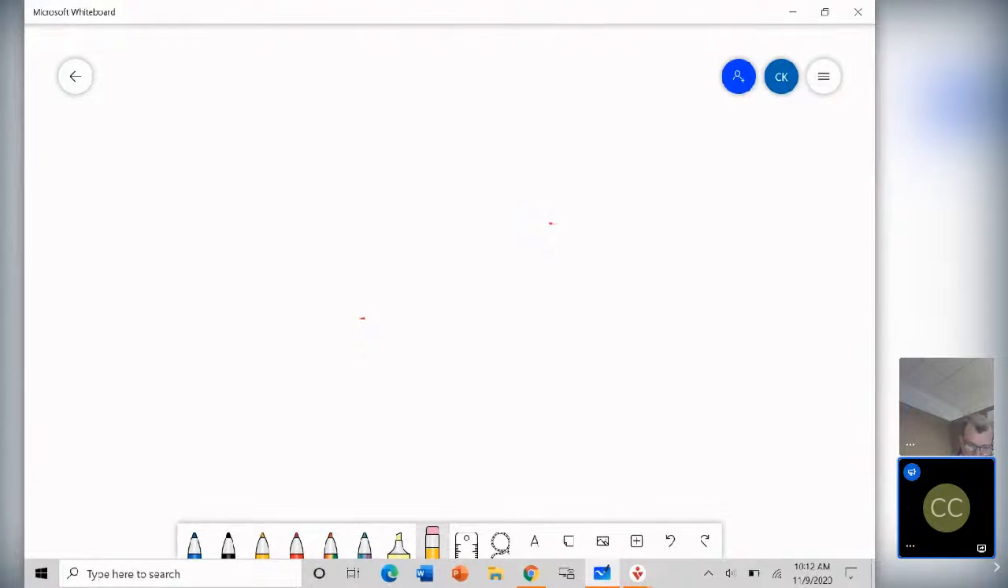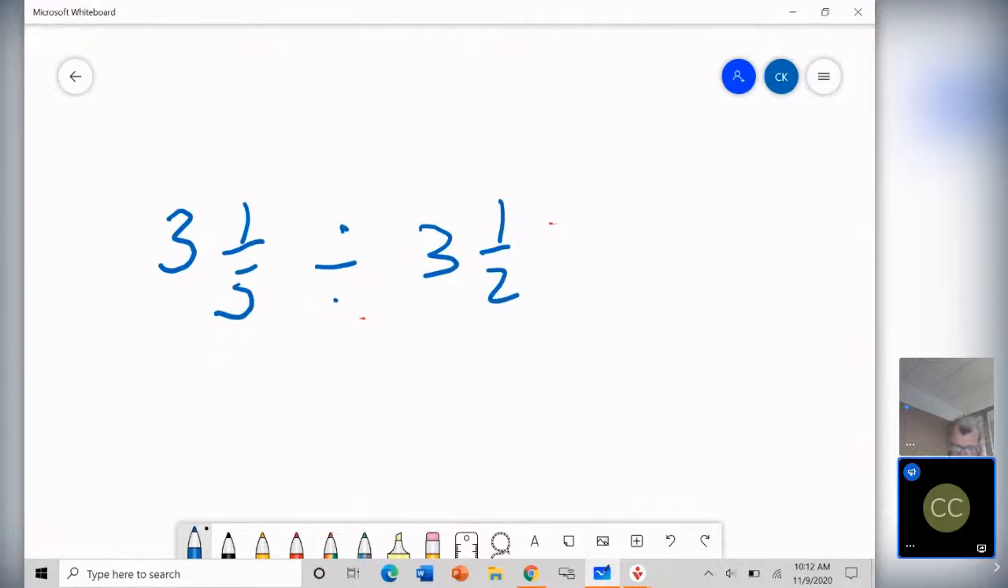Let's do 3 1/5 divided by 3 1/2. So we're going to convert this to an improper fraction. So 5 times 3, 15 plus 1, that's going to be 16 over 5. And this one's going to be 2 times 3 is 6 plus 1 is 7.